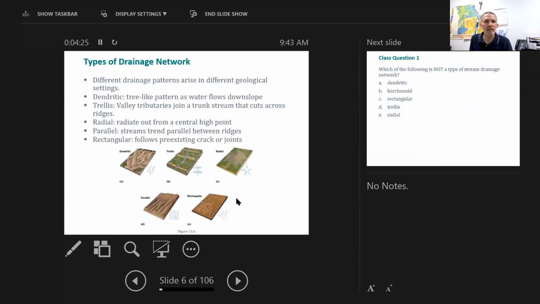And so when we start looking at these different drainage networks, there's a number of different ones. Your book looks at a handful of them. The first one is the most common, and it's called a dendritic pattern. Now, dendritic, as you are probably already aware, dendra means tree, and so this is a tree-like pattern. And so you may have heard the description of branches talking about tributaries of these small rivers.